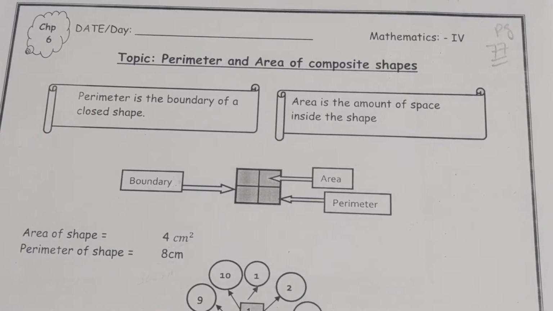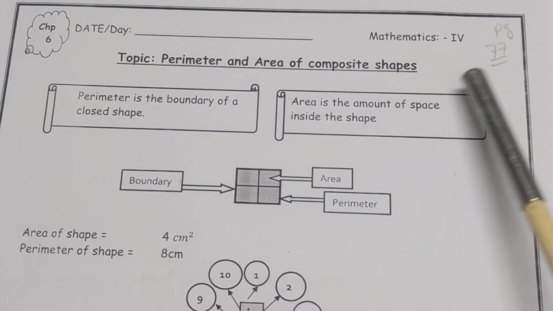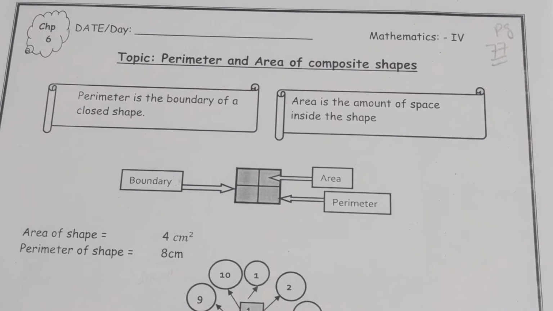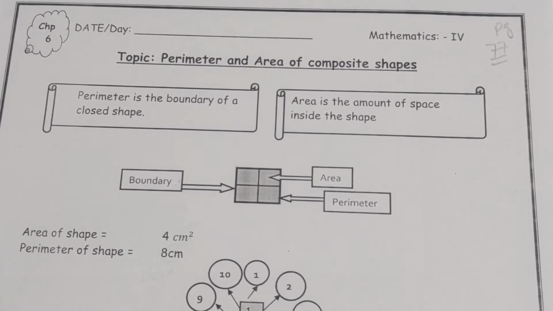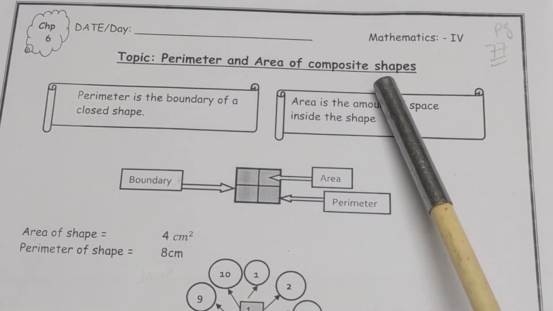Dear students, today I am going to start the next topic, that is perimeter and area of composite shapes. So open your booklet, page number 77. As in our previous lecture we have learned about the composite shapes. What are the composite shapes? Those shapes which are composed of the basic shapes or can be divided into more than one of the basic shapes are called composite shapes. So today in this lecture we will learn how to find the perimeter and area of composite shapes.